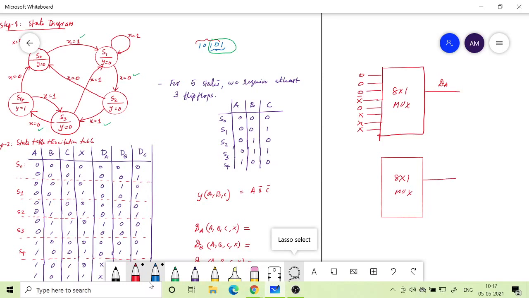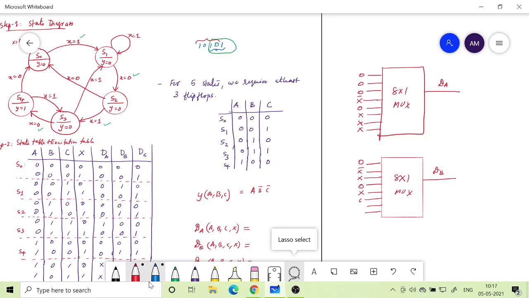So next one for DB, again I have 8 inputs, 1, 2, 3, 4, 5, 6, 7, 8. So now I look at the DB column. 0 0 means 0, then 1 0 means X bar, next is 0 1 means X, next is 0 0 means 0, then 0 1 means X. Okay, and the last three, X is looking just the same as a don't care condition.